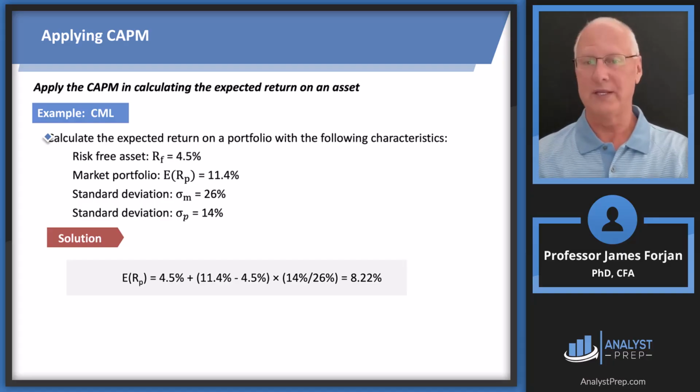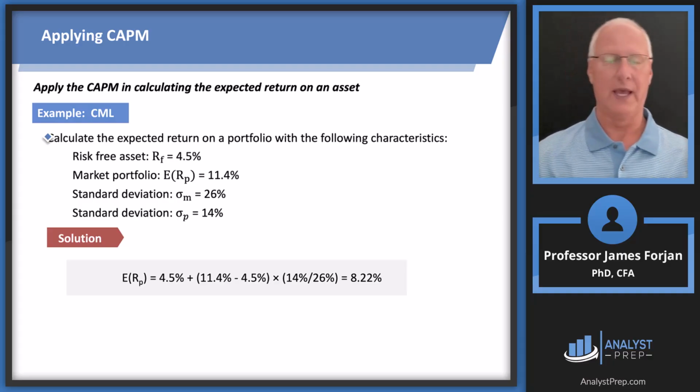But we're only taking 14%, almost half of the risk. No, more than half of the risk, and we're only going to get 8.22%.